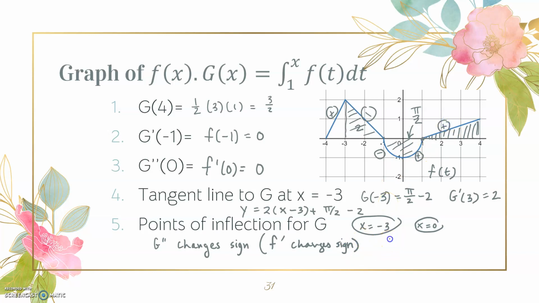So we have a point of inflection at -3, comma, pi over 2 minus 2, and another one at 0, comma, pi over 2. I want to point out that there is a corner, so g double prime doesn't exist at -3, but there is a change in sign, so that makes it an inflection point.